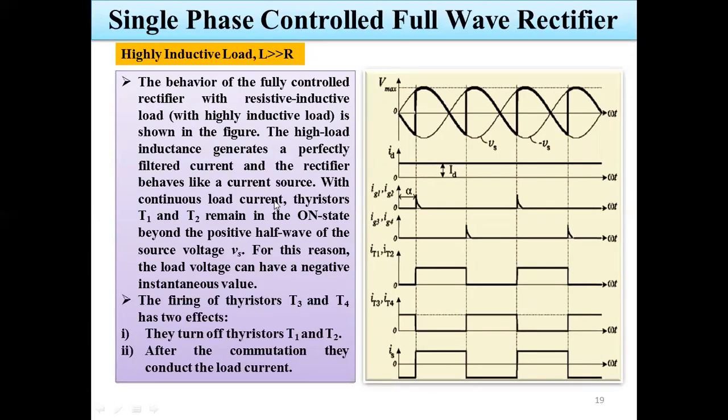This comes under the continuous current mode of operation. With a highly inductive load, where L is greater than the resistance value, this behavior comes under continuous current mode of operation. So showing this with continuous current mode of operation, if you observe here, the current is like a DC current with a straight line. This is called a constant magnitude of current.